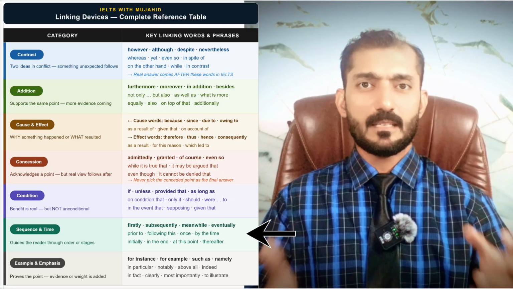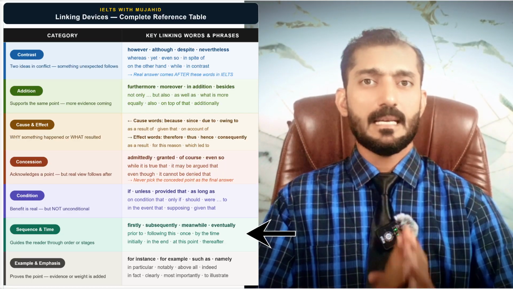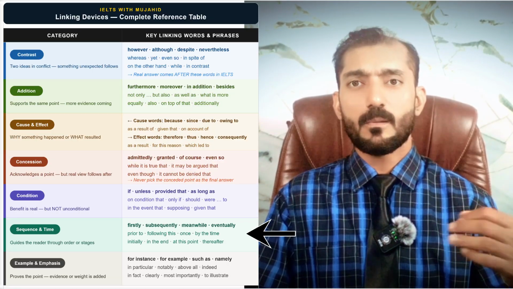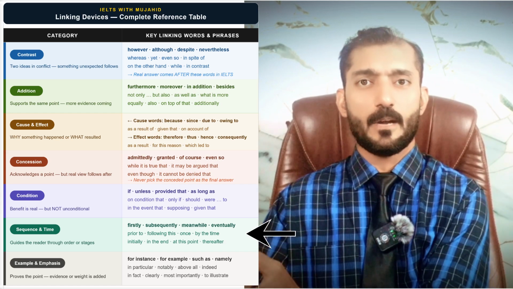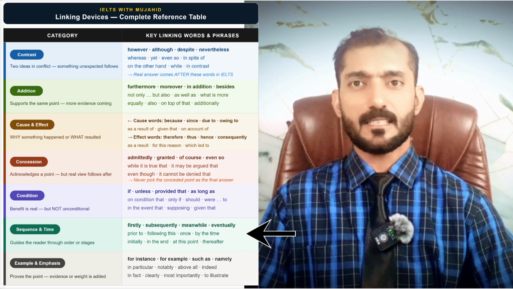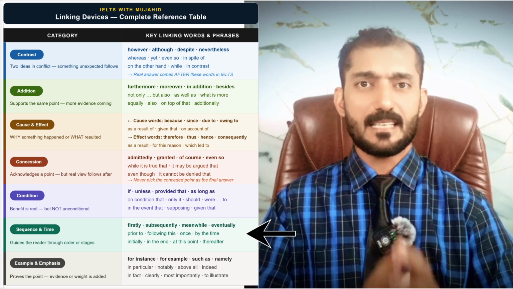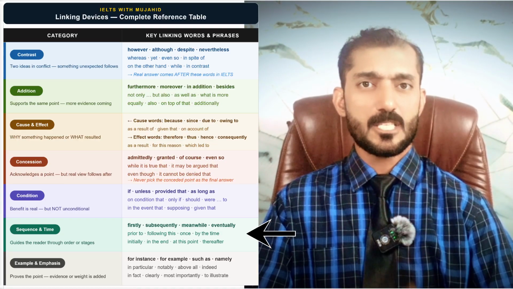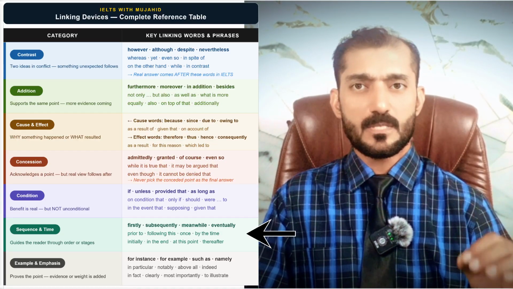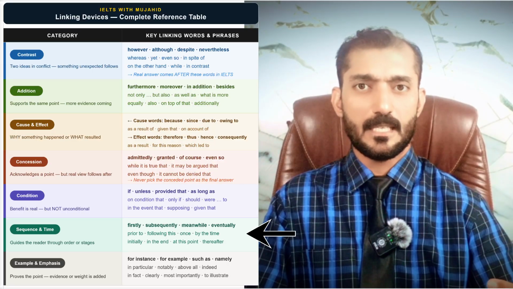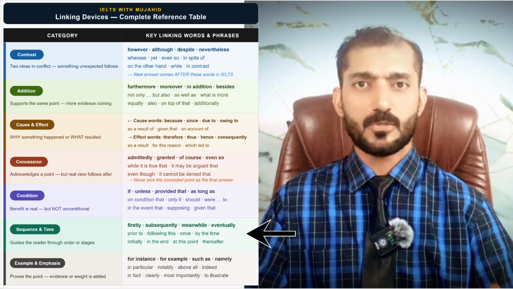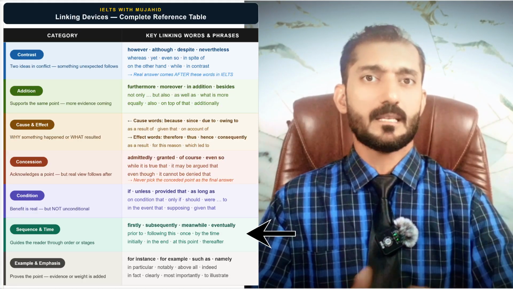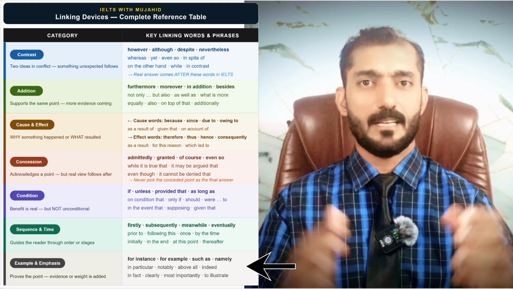Now talking about linking for sequence and time. These are your signpost words as they guide the reader or listener through the order of events or stages. In Writing Task 1, these are essential for describing a process diagram or a timeline. In Speaking Part 2, using sequence words like initially, following that, and eventually makes your long turn sound organized and fluent rather than rushed and random.